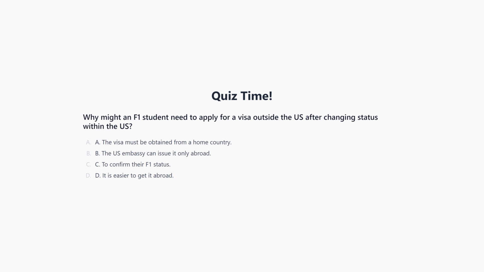Here's a quick quiz. Why might an F1 student need to apply for a visa outside the U.S. after changing status within the U.S.? Is it A, the visa must be obtained from a home country, B, the U.S. Embassy can issue it only abroad, C, to confirm their F1 status, or D, it is easier to get it abroad? You may pause the video now to think about the answer. We will discuss the correct answer in the next section of the video.